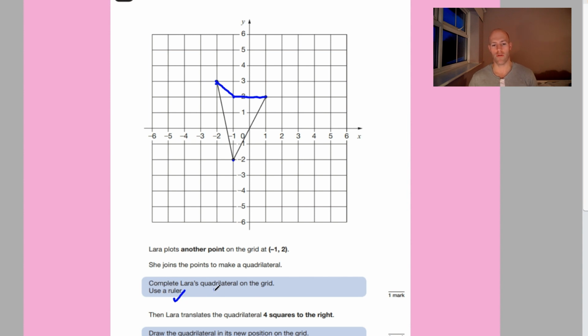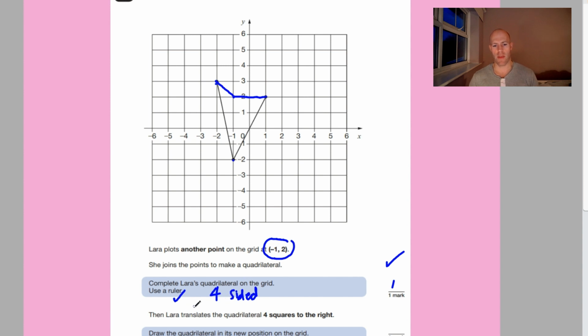Complete Lara's quadrilateral. Quadrilateral just meaning 4-sided shape on the grid. So we've done that now. We've got 1 side, 2 side, 3 and 4. And that would get you a mark, so well done us. And that's the only thing they're looking for there, is that you know how to read coordinates. And you do, which is great.